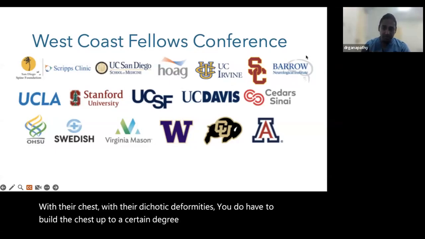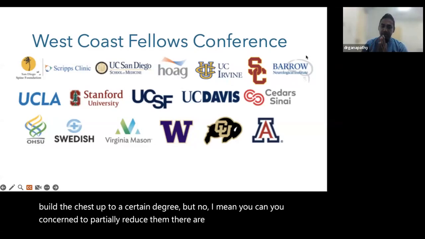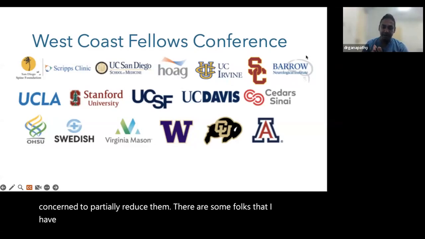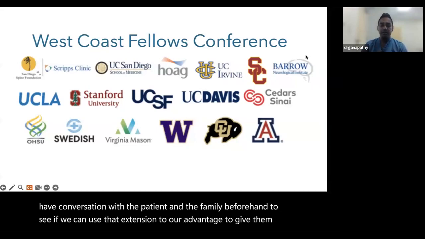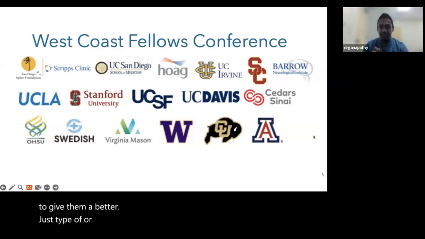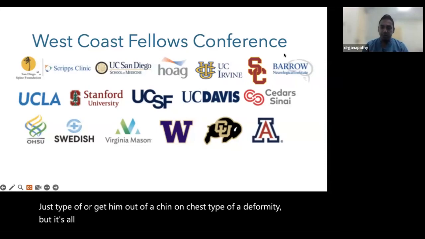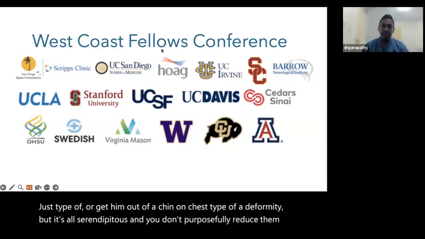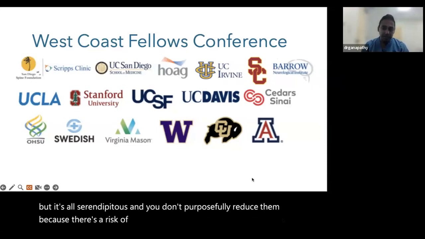But no, I mean, you can serendipitously reduce them. There are some folks that, I have a conversation with the patient and the family beforehand to see if we can use that extension to our advantage to get them out of a chin-on-chest type of deformity. But it's all serendipitous, and you don't purposefully reduce them because there's a risk of neurological injury. But I use my positioning techniques as a way to reduce them.